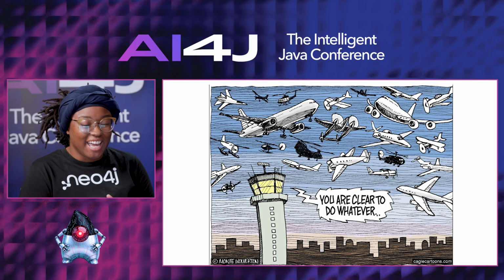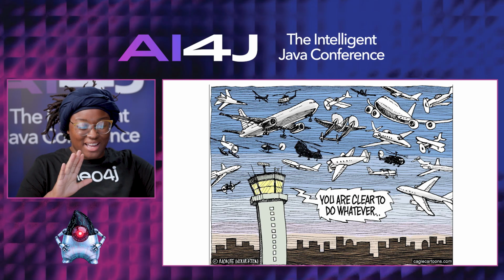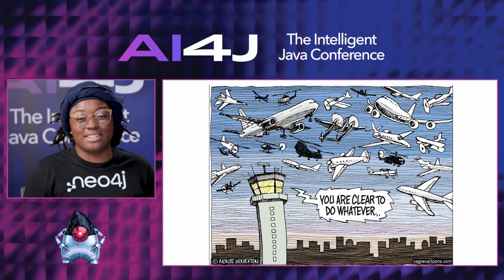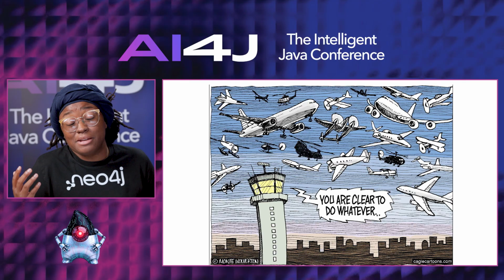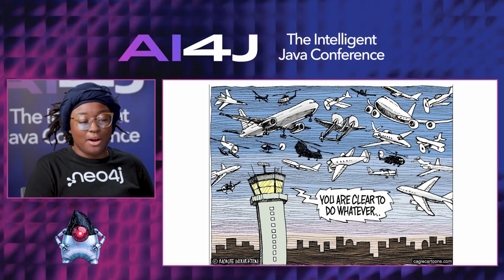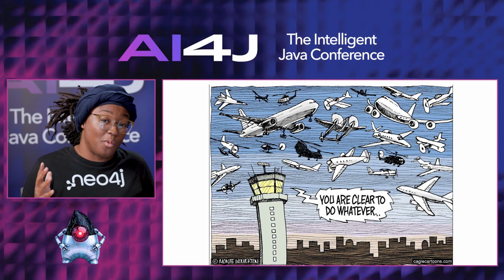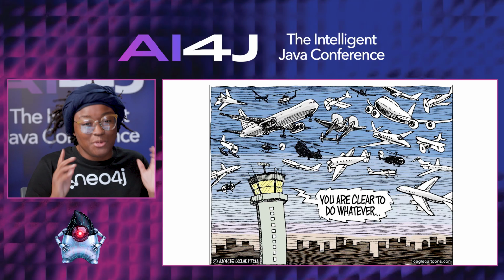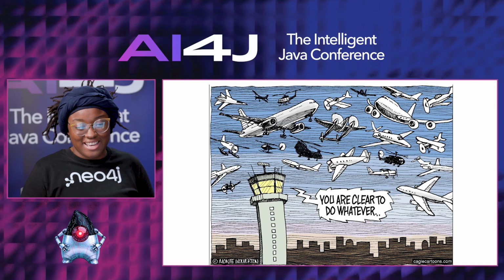Okay, so here, this is a picture of lots of different airplanes that are flying and doing really whatever they want to, right? And we have air traffic control saying, you are clear to do whatever. Land the plane, don't land the plane. It's really not our problem. You can figure it out, pilots.